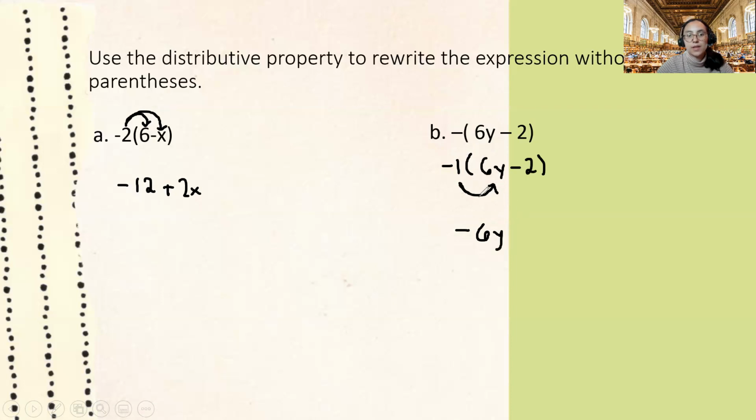Now I'm going to distribute the negative 1 and multiply that to negative 2. So I have a negative times a negative. So my answer will be positive. 1 times 2 will give me 2.